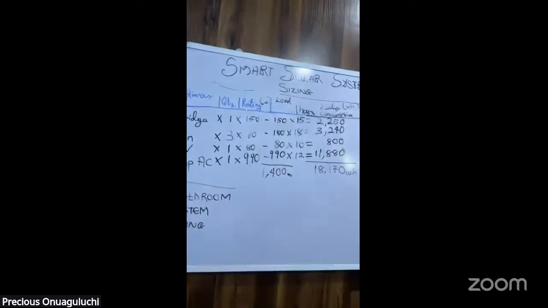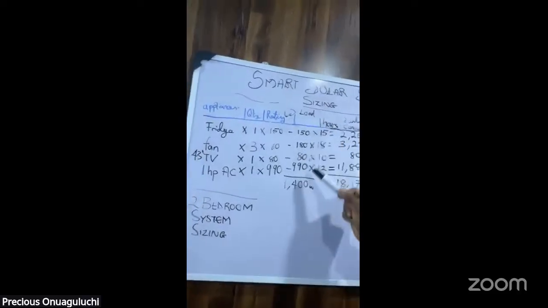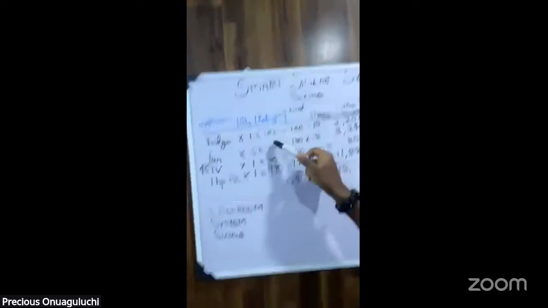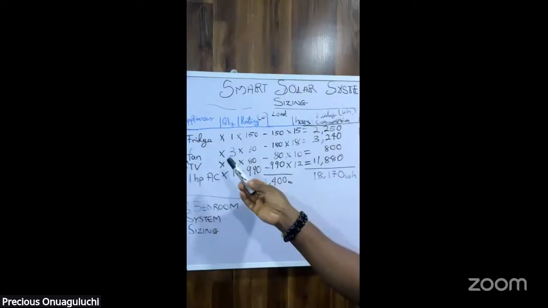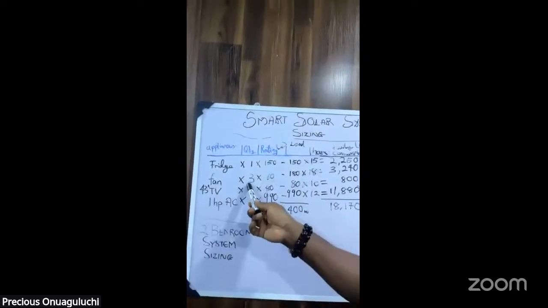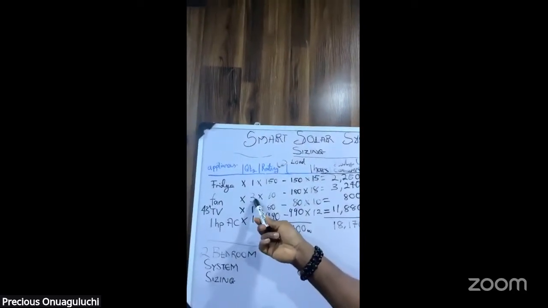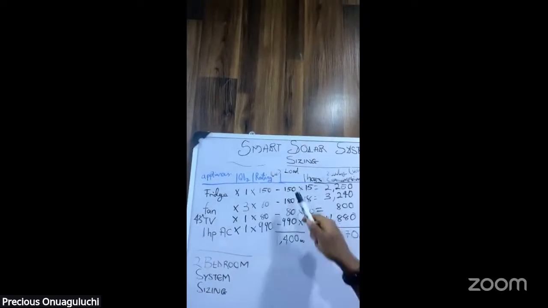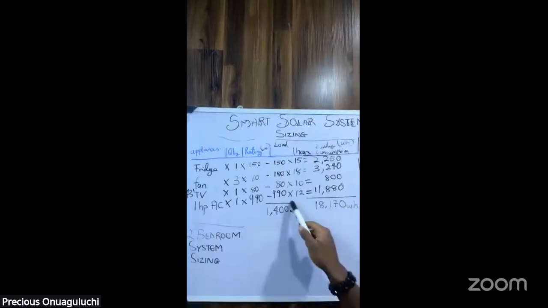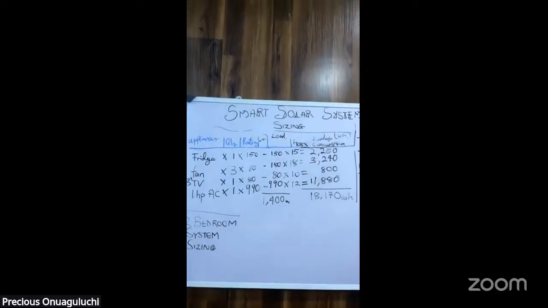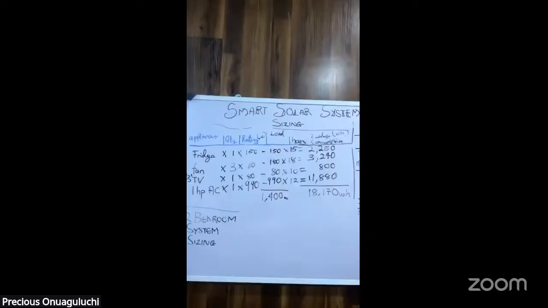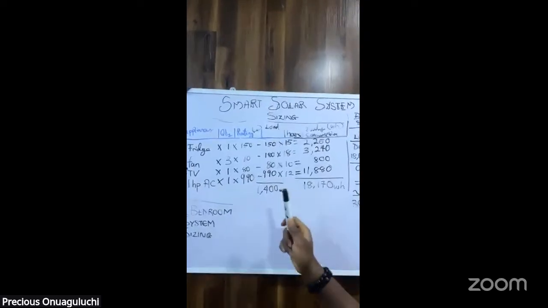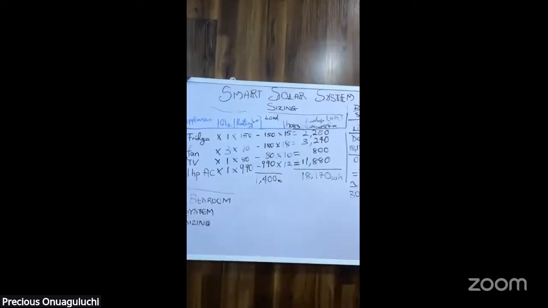Next, we have to calculate the total load. The total load you get by multiplying the quantity and the power rating. So for instance, with the fan that is 3 in quantity, you do 3 times 60 and you get 180. We total this figure, and it becomes very important when we're talking about our inverter size.